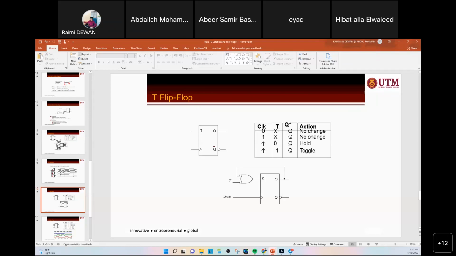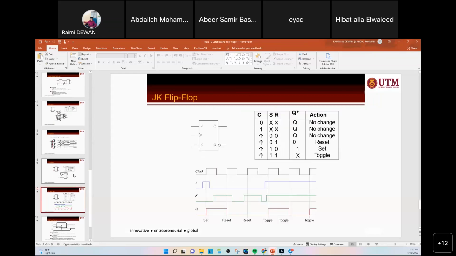When we have T equals 0 at this time, the T flip-flop will hold the previous values. That's why you have the function hold. And when you have the next rising edge trigger, at that time, if T is 1, it will toggle. What does it mean by toggle? It will invert whatever previous output that you have. Let's say the previous output is 1, then the next Q plus will be 0. If the previous one is 0, then the next one will be 1. That's it.